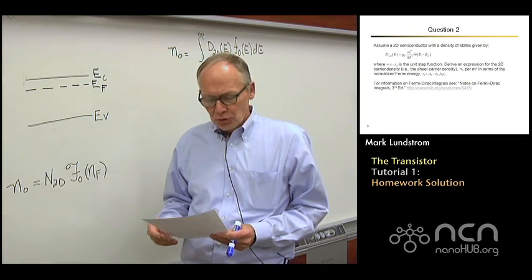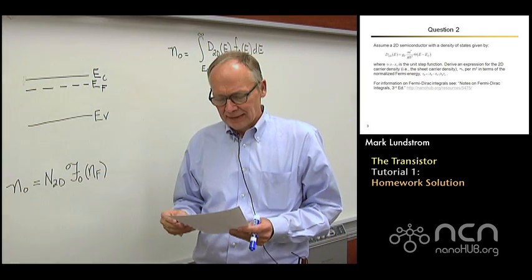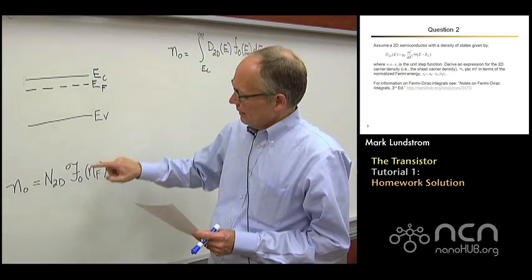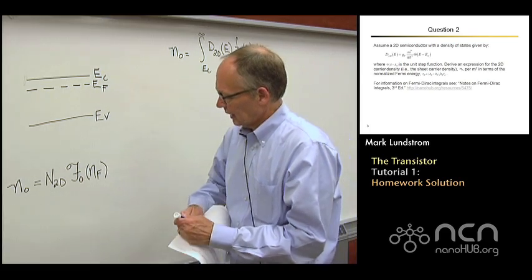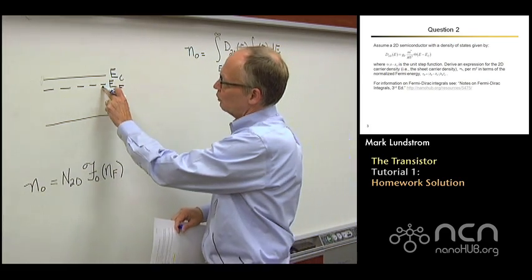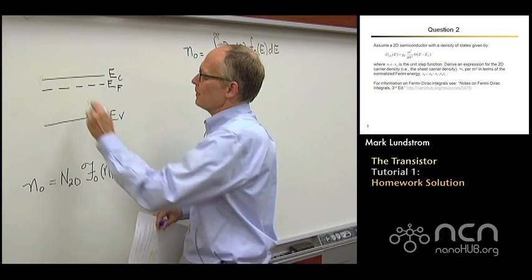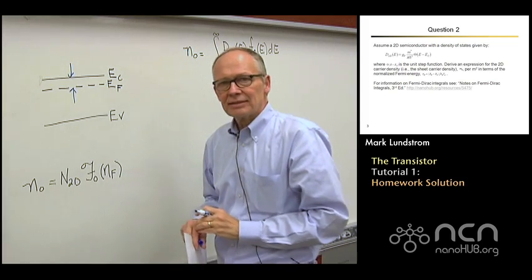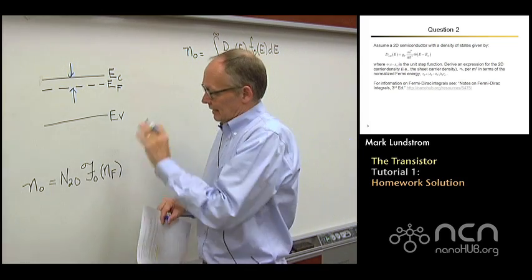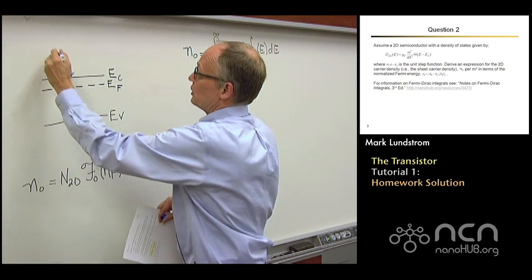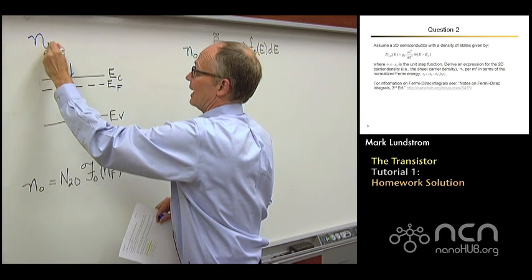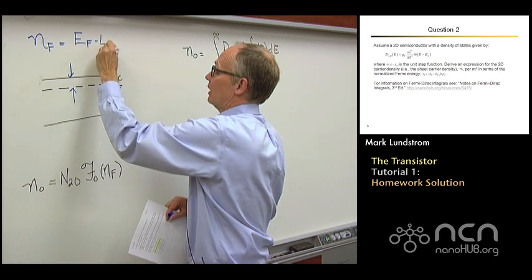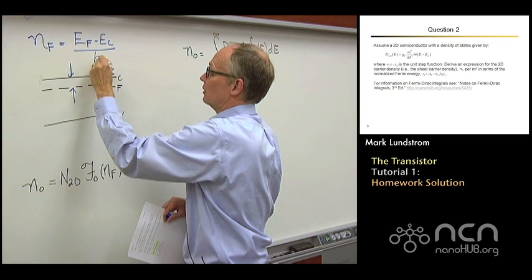Okay, let's move on to problem 2 now. Problem 2 involves a little bit of derivation. The basic idea is that we're trying to relate the sheet carrier density, the number of electrons per square centimeter, to the location of the Fermi level in the semiconductor. You'll recall that what's important is how close the Fermi level is to the bottom of the conduction band. The key parameter is this separation in energy, which we write as eta sub F. It is the Fermi energy minus the bottom of the conduction band, in units of kT.